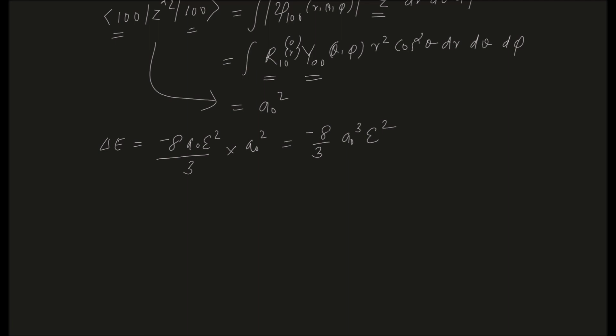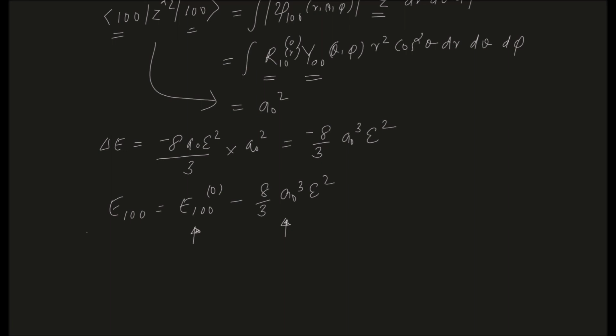Therefore the ground state energy corrected to the second order is given by E100 is equal to E100, the unperturbed energy, minus 8 by 3 a0 cubed e squared, and we have seen that no linear Stark effect is possible. So there is no first order correction. This is the unperturbed energy and this is the second order correction. First order correction is 0. So this is the energy corrected to the second order for the hydrogen atom.